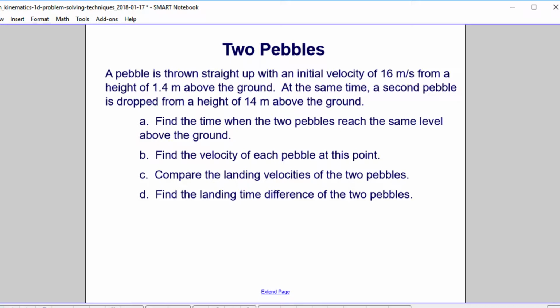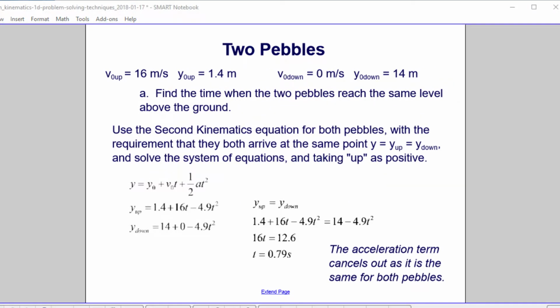Find the time when the two pebbles reach the same level above the ground, then find their velocity, and then find their landing velocity after they complete their little trajectory and land back on the ground, and find the landing time difference of the two pebbles. Find the time when the two pebbles reach the same level above the ground.